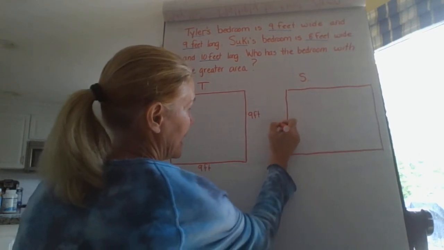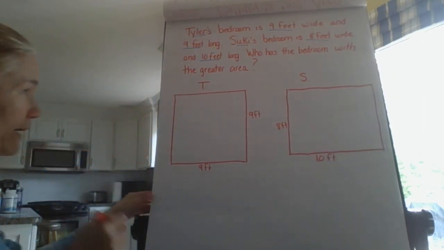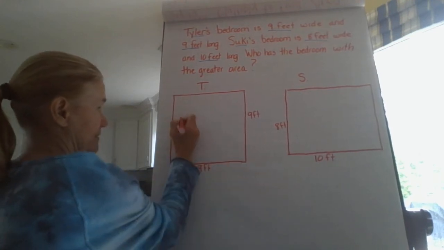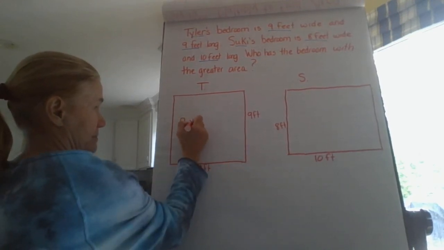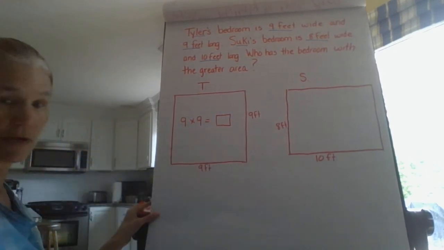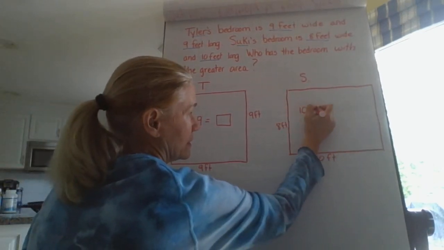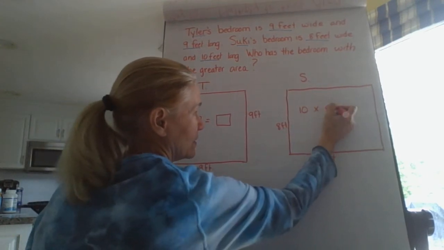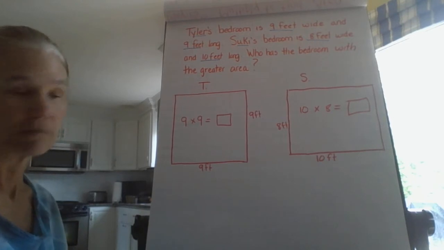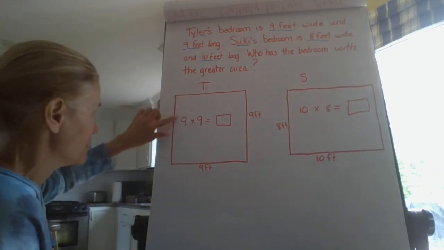So if it was 8 feet wide and 10 feet long, now I can use multiplication. Tyler's is going to be length, 9 feet, times width, 9 feet, and that's going to give me the area. Suki's is going to be 10 feet times 8 feet, and that's going to give me that area. Now, 9 times 9, I don't love this. I can count all these little squares because I drew it out.